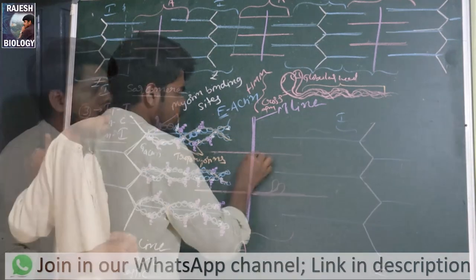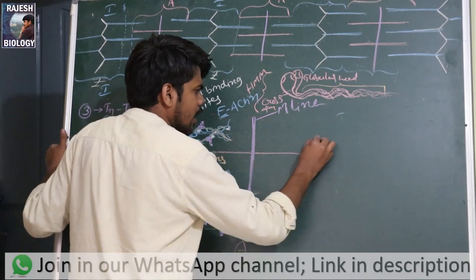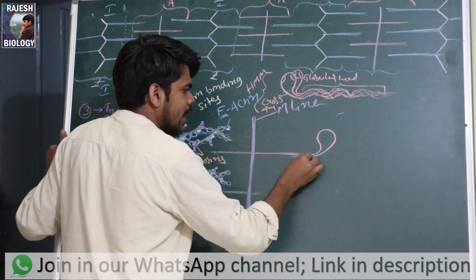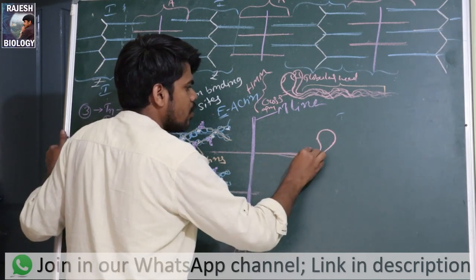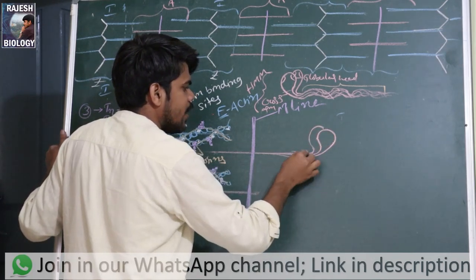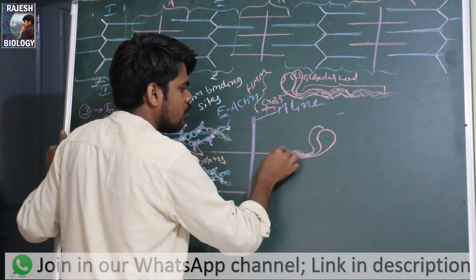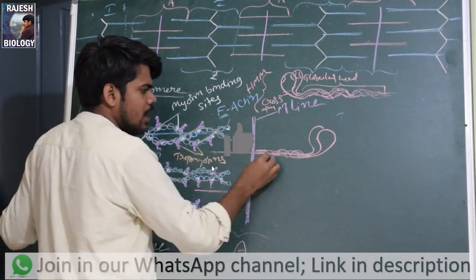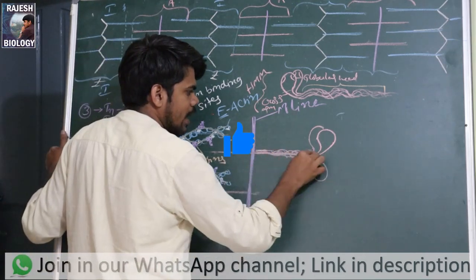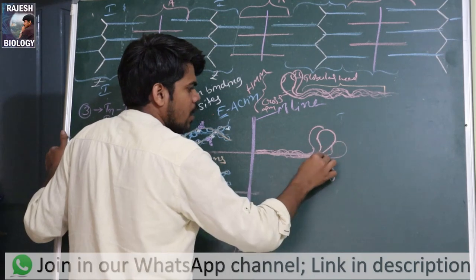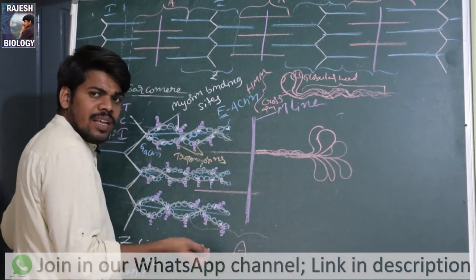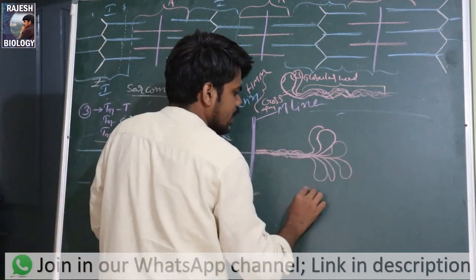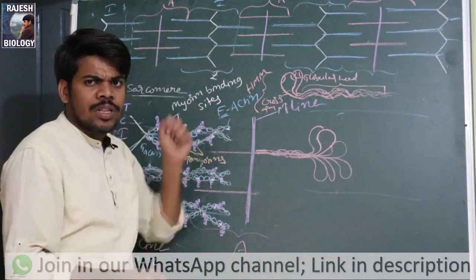Okay, clear. So here it is the globular heads. The tails are helical together and the tails are attached to the M line. So like this. The heads are directed towards the actin. Here there is an actin, here there is an actin. The heads are directed towards the actin.